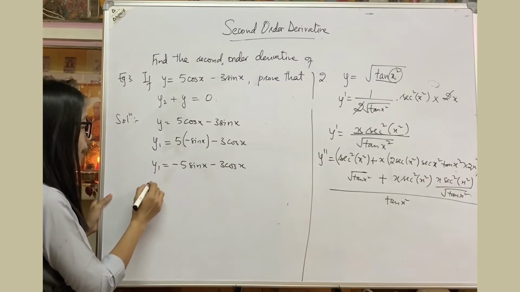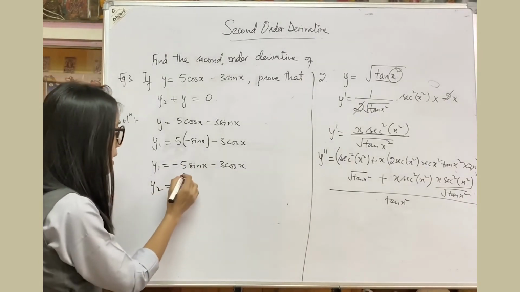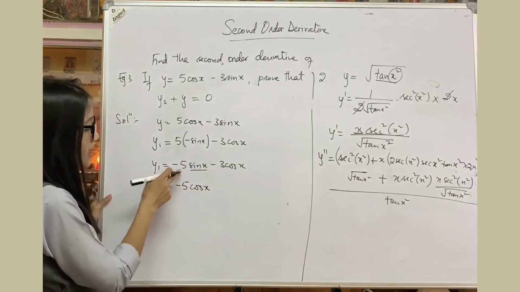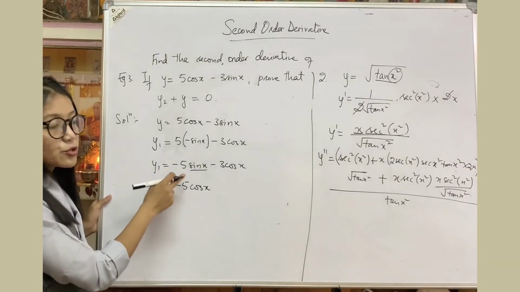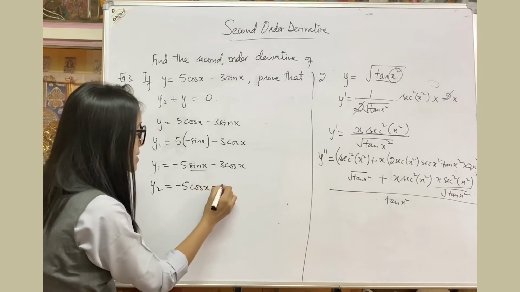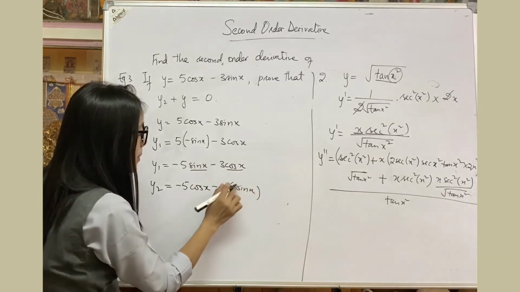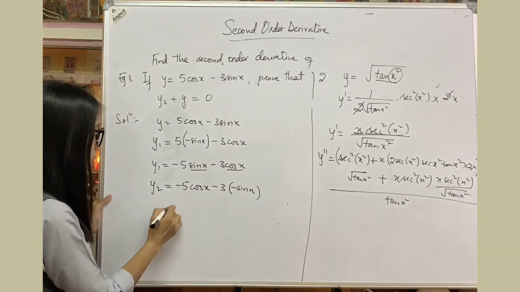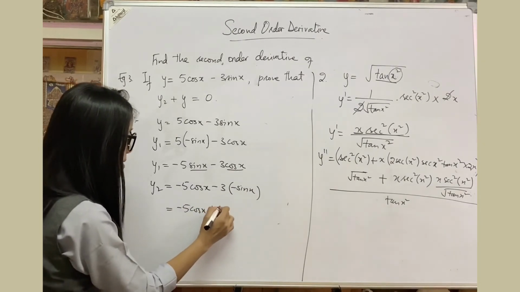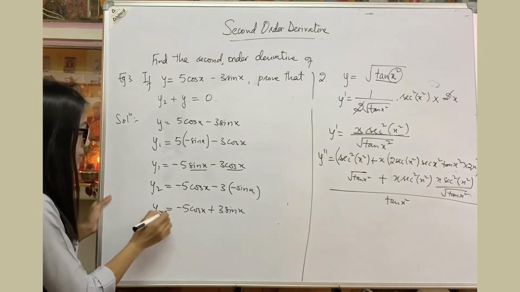Now we have to differentiate this again to get the second order derivative. So this is minus 5, and what is the derivative of sin x? It is cos x. This negative 5 is the coefficient, so you keep the coefficient as it is and then differentiate the term. Minus 3, now you differentiate cos x, whose derivative is minus sin x. Now this is equal to minus 5 cos x plus 3 sin x. So this is my second order derivative.